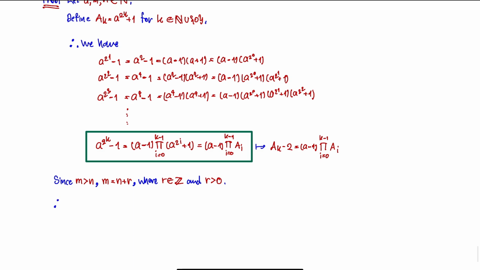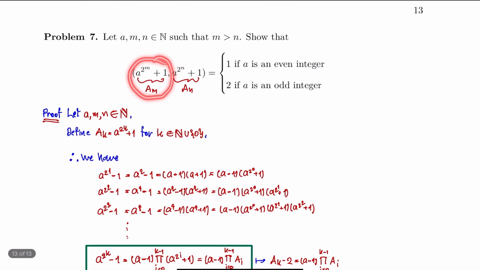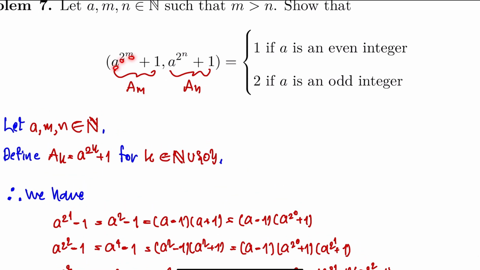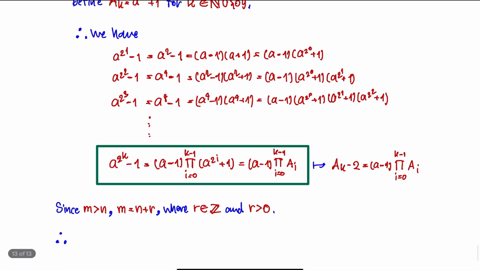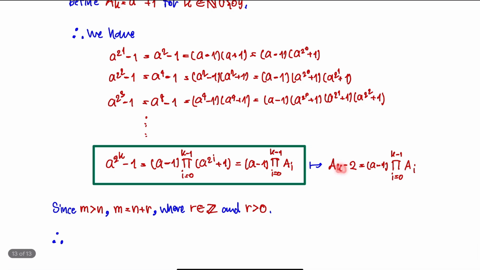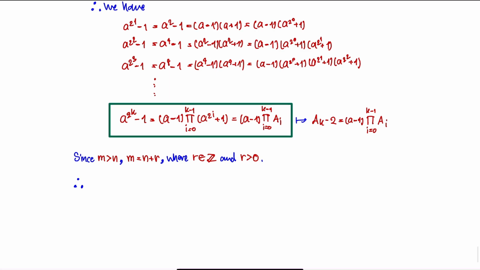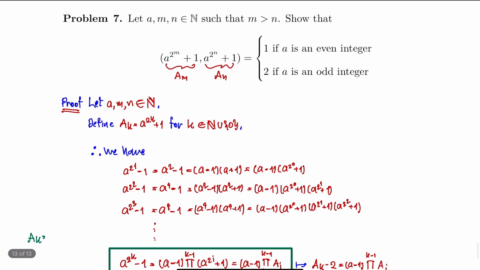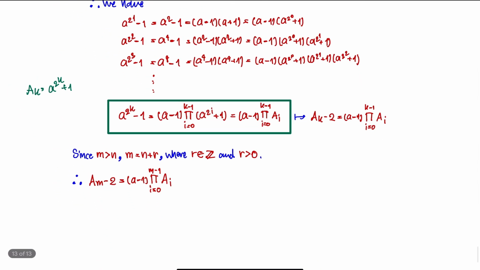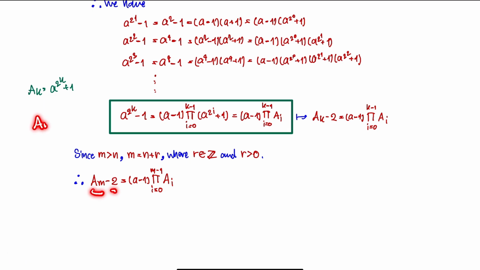Now, what happens to this term a_m, which is a to the 2 to the m plus 1? I want to start with this term right here. I will substitute m into here. Once you substitute m, we have a_m minus 2 equal to a_1, the product of i equal to 0 to m minus 1 of a_i. And do not forget that a_k is a to the 2 to the k plus 1. So a_m minus 2 is going to be a to the m, equal to a to the 2 to the m minus 1.